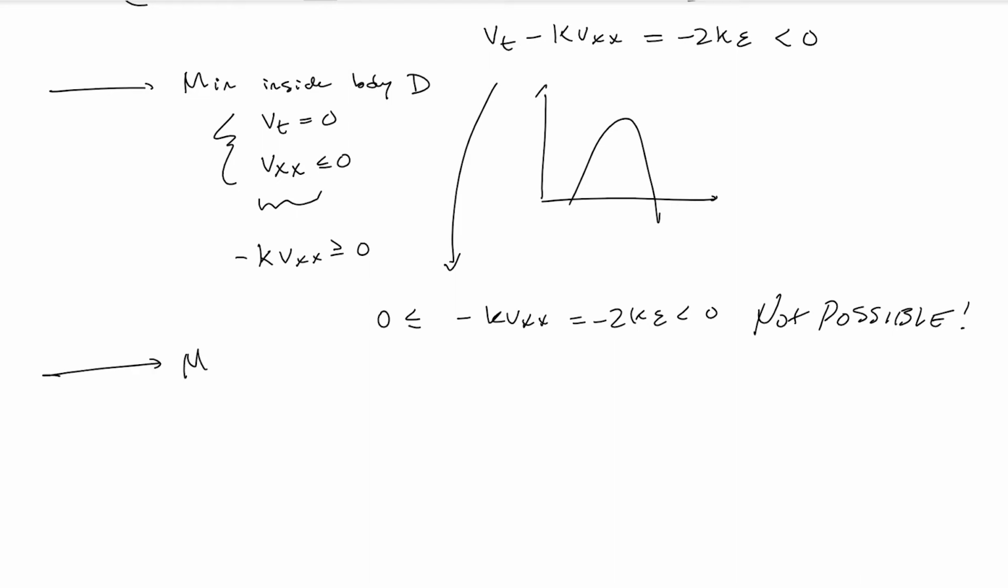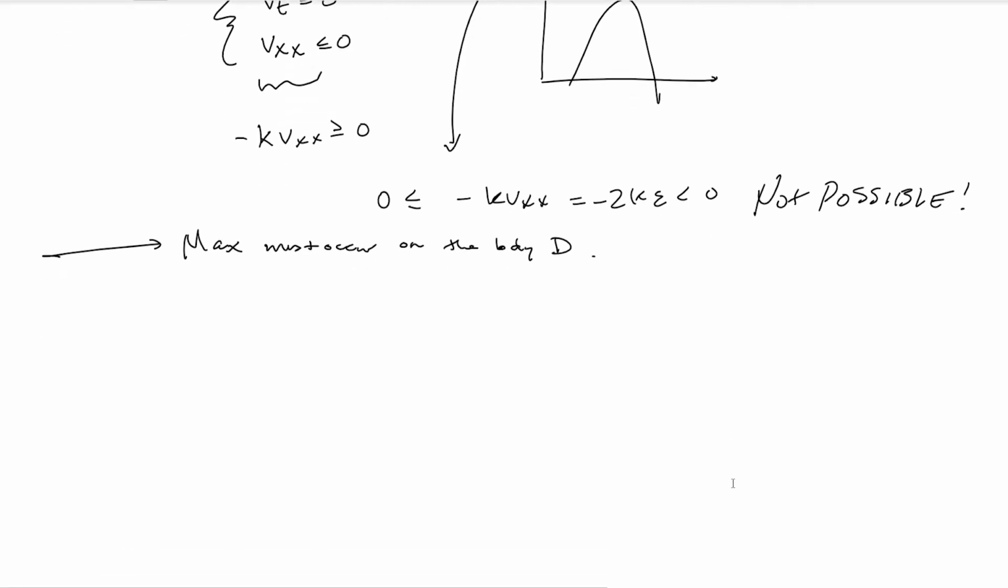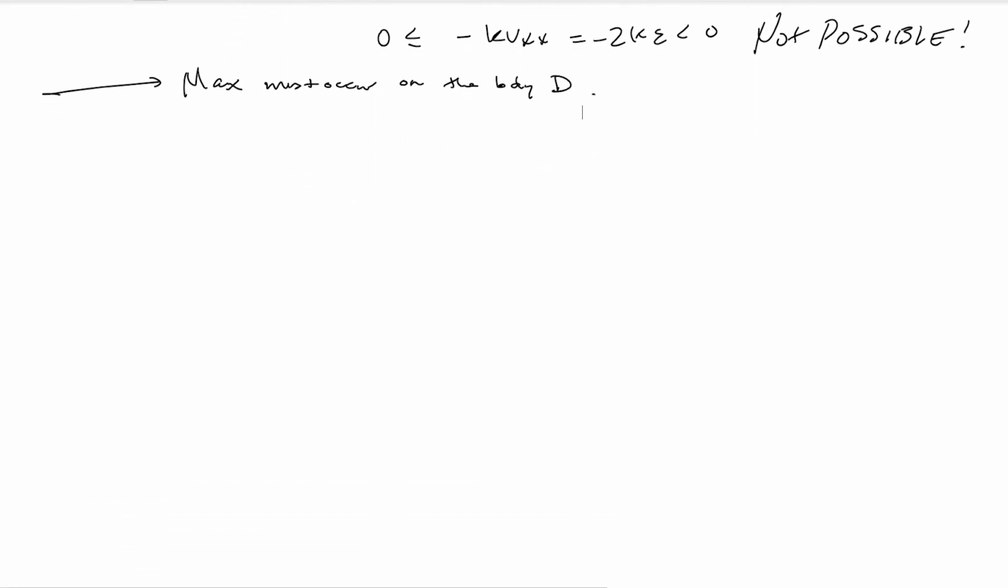So, I'm sorry, this should be max. So the max must occur on the boundary. Right? Because we have a contradiction if we suppose that it occurs inside the boundary. Right? Okay. Well, this is the max for v. We should know. Max v, right?